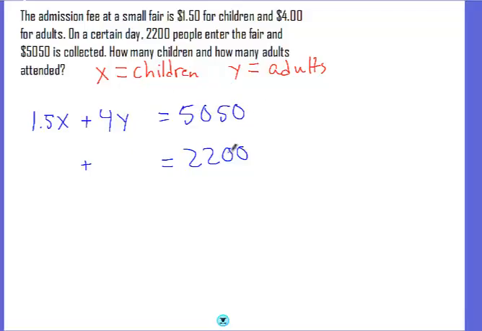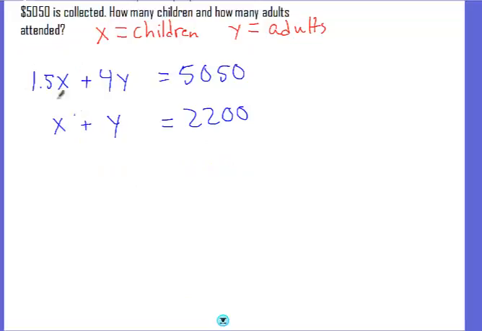Now, 220 is the amount of people that entered. Since there's only children and adults, you're going to take x and y, add them together to give you 220. Now that's our 2 equations. 1.5x plus 4y equals 5,050. X plus y equals 220. Now all we have to do is solve one of these for our variables.